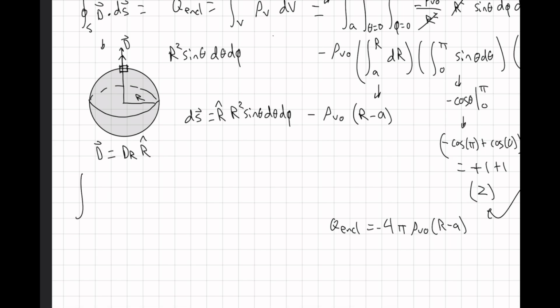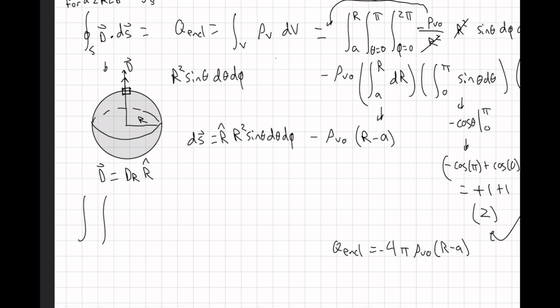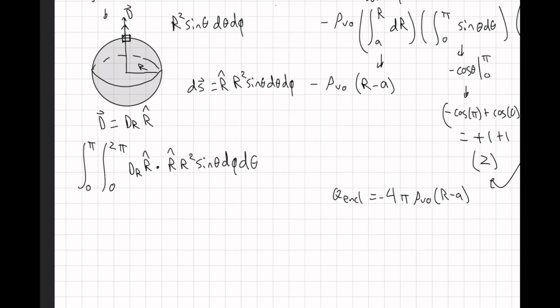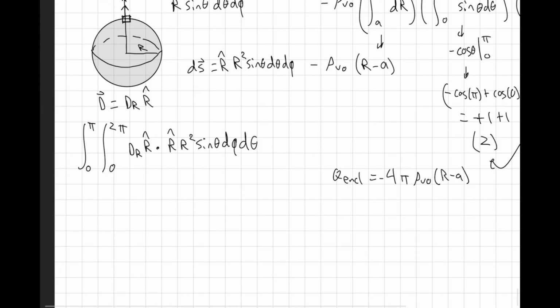So if we replace this in the integration, we get a double integral. We're going to go from 0 to pi and 0 to 2 pi of Dr r hat dotted with r hat r squared sine theta d phi d theta. And I'm just switching these so these match up with the bounds. Since it's r hats dot product together, we'll just be left with the magnitude. This r hat dot r hat is going to be equal to 1. So we're left with the integration 0 to pi, integration 0 to 2 pi of Dr times r squared sine theta d phi d theta.